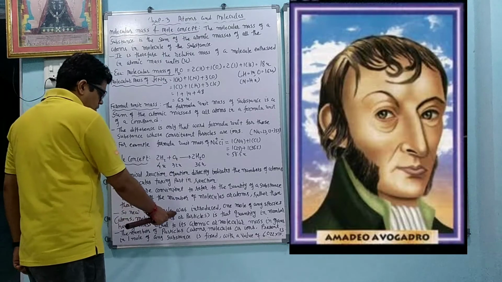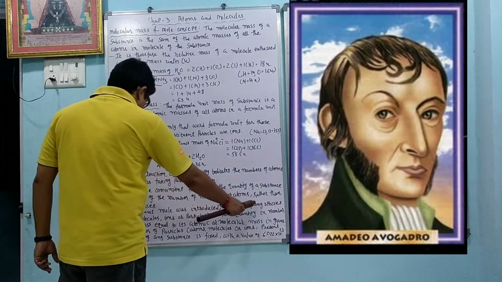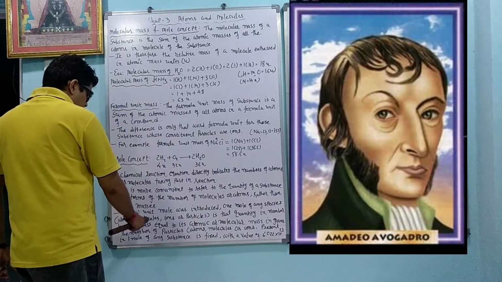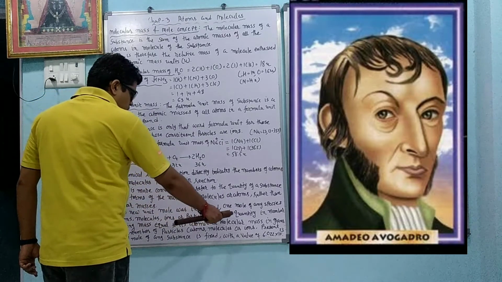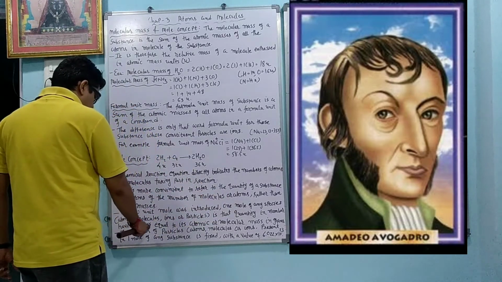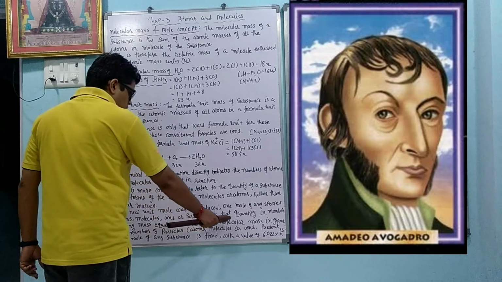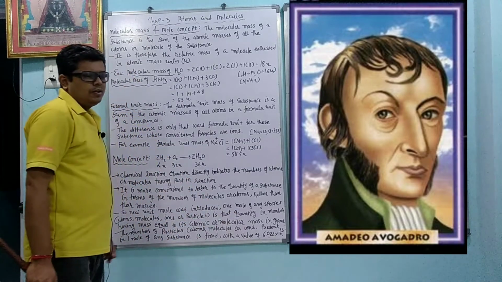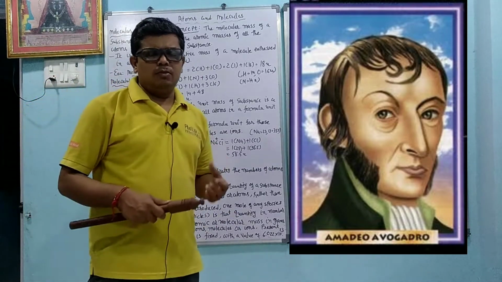So a new unit, the mole, was introduced. 1 mole of any species, atom, molecule, ion or particle, is that quantity in number having mass equal to its atomic or molecular mass in grams. So a new unit is introduced, that is called mole.